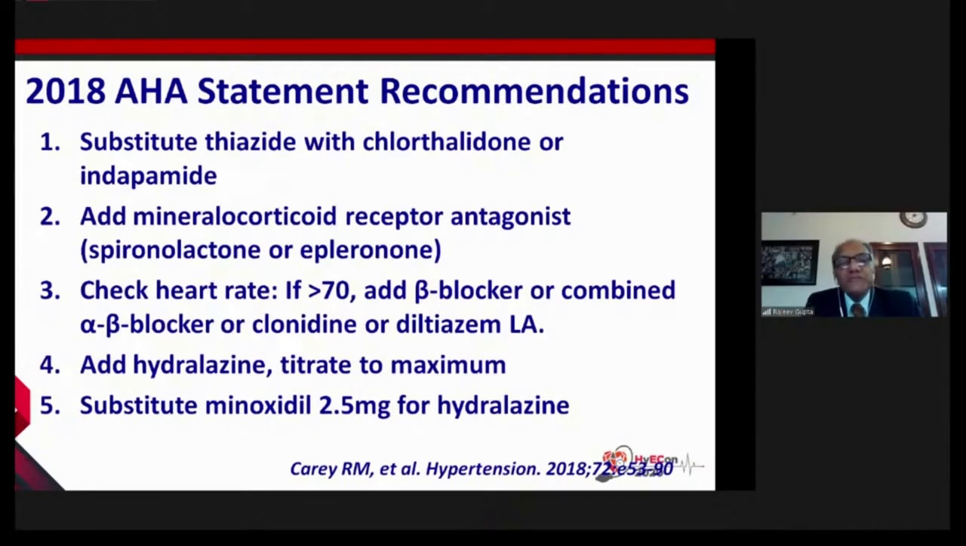Now, these are the AHA recommendations. What they have said is, if a person has resistant hypertension, you need to substitute thiazide with either chlorthalidone or indapamide. We need to add mineralocorticoid receptor antagonists like spironolactone or eplerenone. If the heart rate is high, we can add a beta blocker or a combined alpha beta blocker or clonidine or diltiazem. The fourth step is hydralazine, which we titrate to maximum. And if it is not controlled, we can substitute minoxidil for hydralazine. So there is almost a 5 to 6 variety of drugs a person is on to control his resistant hypertension.